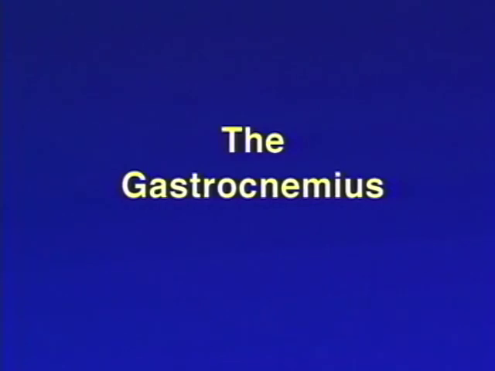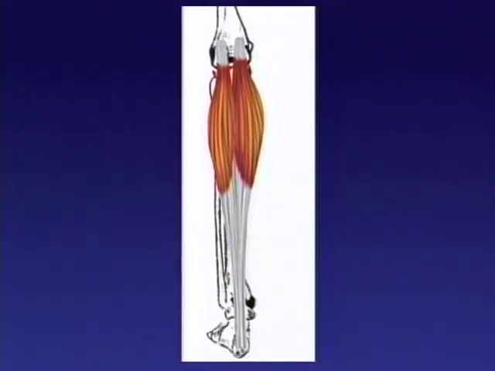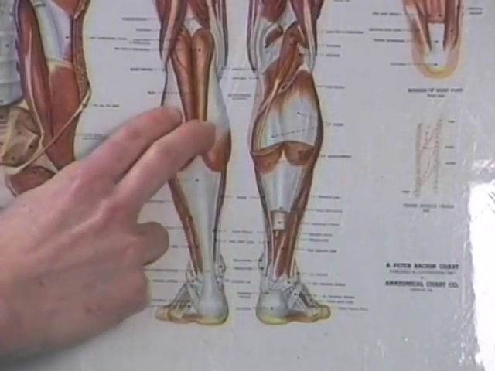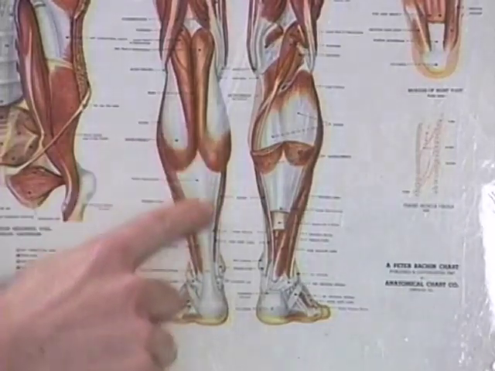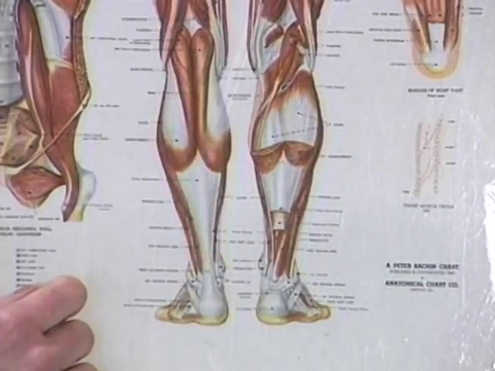Now we're ready to move to the posterior aspect of the lower leg and talk about the gastrocnemius. The gastrocnemius is a two-headed muscle. Its origins are the medial and lateral condyles of the femur. It inserts on the calcaneus via the calcaneus tendon, also known as the Achilles tendon. The gastrocnemius is the superficial two-headed muscle located in the calf area. The two heads can be seen nicely here in the diagram.